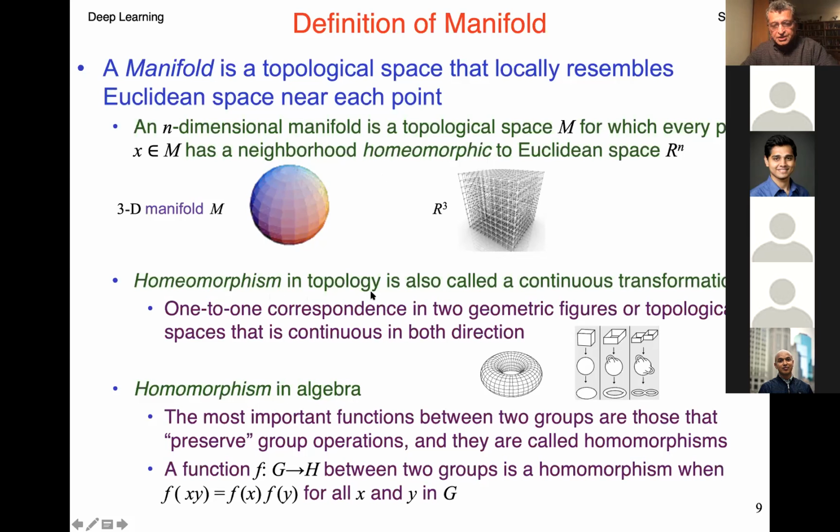Homeomorphism in topology is also called a continuous transformation. It is a one-to-one correspondence between two geometric figures or topological spaces that is continuous in both directions, right? What are they talking about here? Well, let's see. Look at this donut shape here. This is kind of a surface here. We're just looking at the surface. So these are interesting here. Let's look at the surface of a cube.